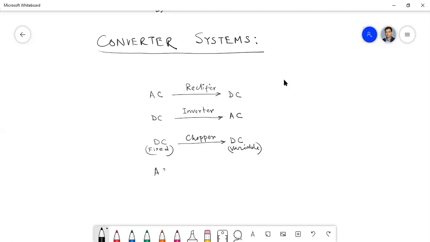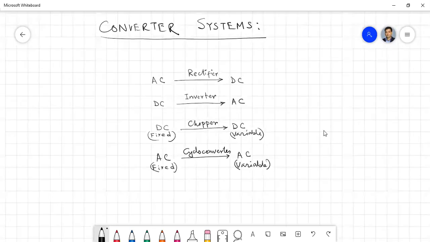Similarly we have AC to AC. Now here for this AC we can change the frequency as well, unlike the transformer. And what is this device called? Cycloconverter. Correct. So that means we can change both the voltage and frequency by cycloconverter. Clear? Okay. Now, first we'll start the DC-DC converter.